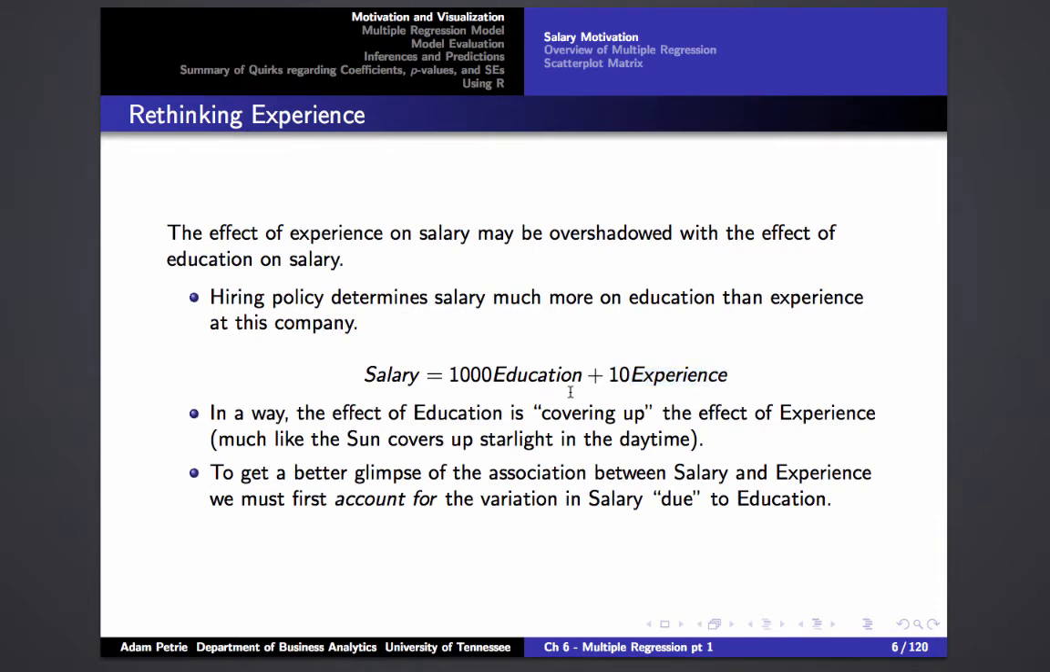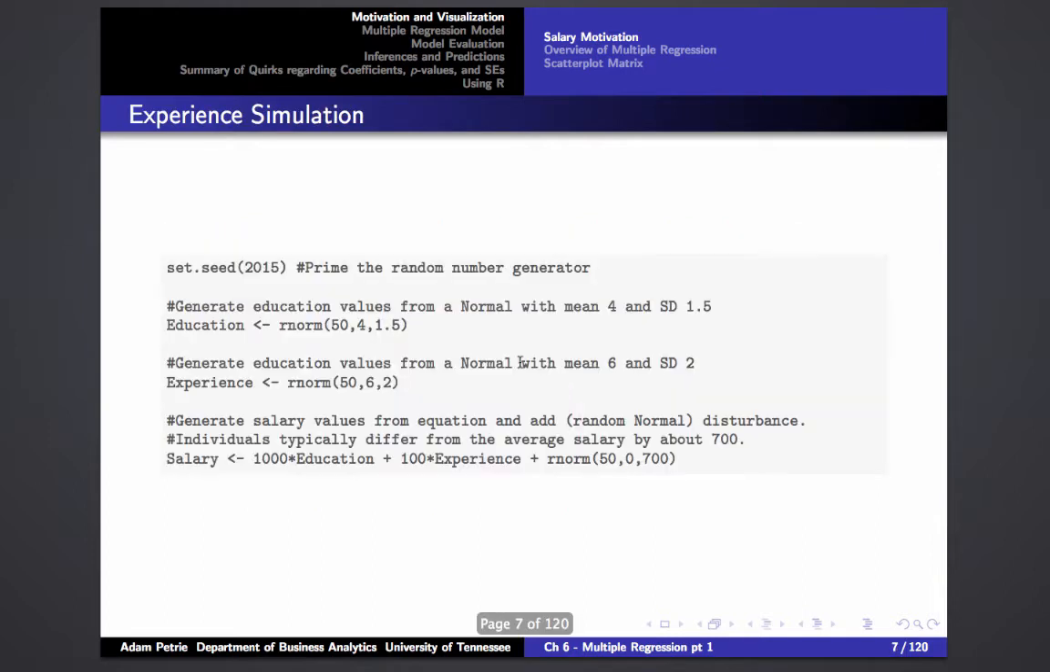Let's see what happens when we run a simulation here. I'm going to set up the random number generator in a specific way with set.seed, and I'm going to randomly generate educational values for the 50 employees in my mock data set, and I'm going to randomly generate 50 experience values for the employees as well. The average value of education is 4, and the average value of experience is 6, with standard deviations of 1.5 and 2, respectively.